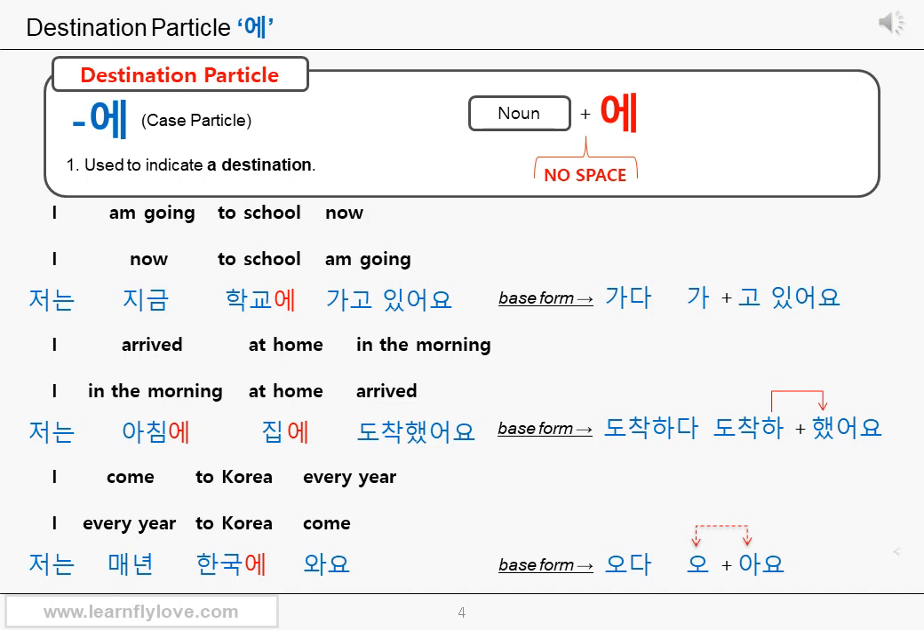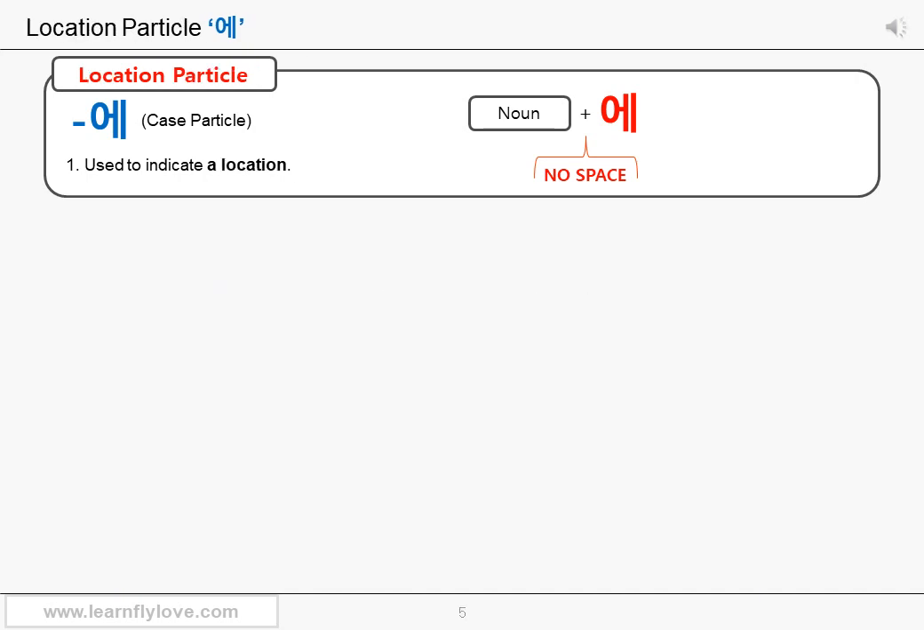Do you think you understand this usage of the particle 에? You can basically think this particle 에 can be used to indicate a destination of any action. For example, when you pour some water into the vase with flowers, the vase is the destination of the water you pour. So you can use this destination particle 에 for the vase too. You'll be able to consistently see all the particles that you learned from me from now on, so no worries. Take your time. Next usage.